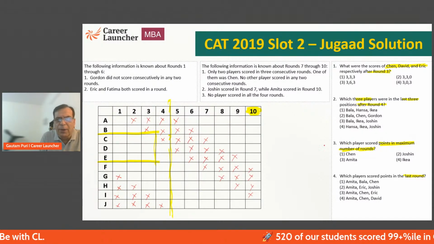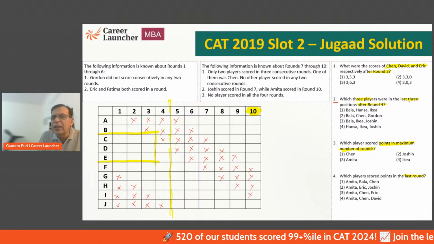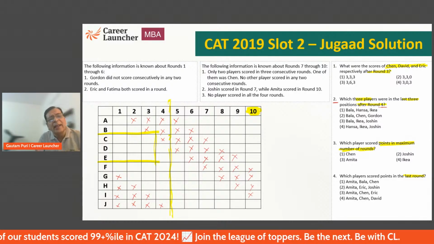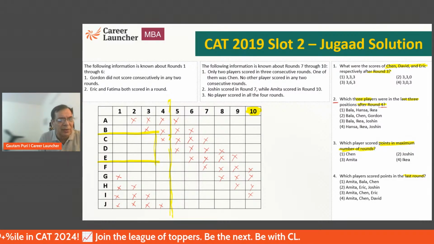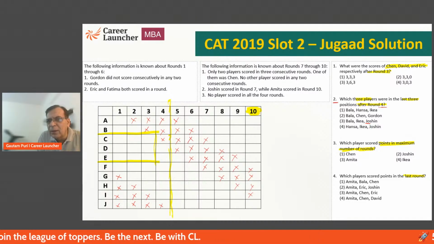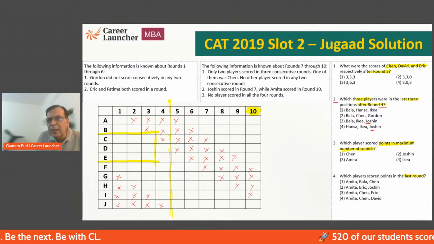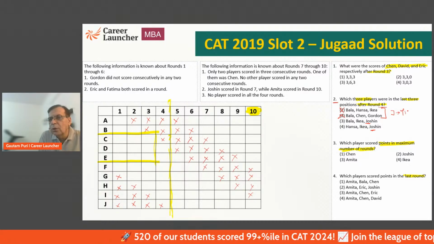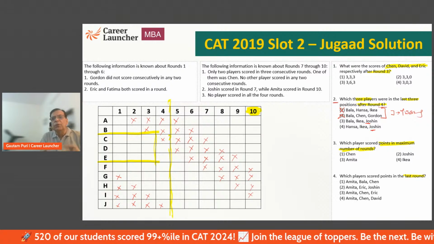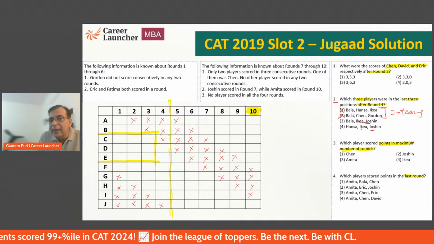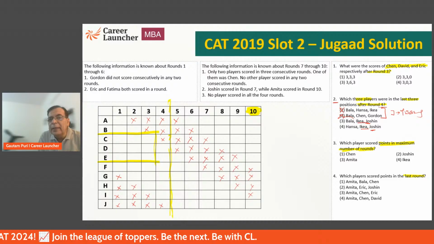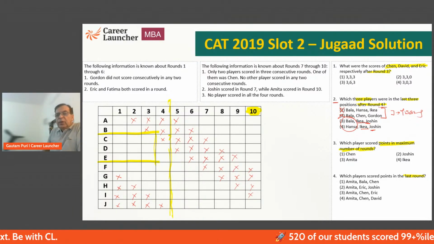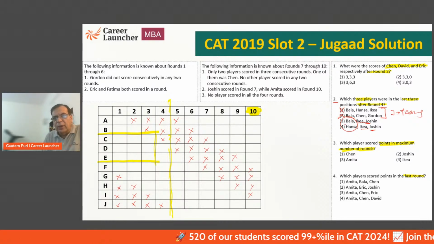Now, please look at question number 2. Which 3 players are in the last 3 positions after round 4? Please look at J. J will be at 0. J has not participated in any of the 4 rounds. So J should definitely be a part of my answer. Question 2, choice 1 and 2 are wrong because J is missing. So these cannot be my answer. And I is common to both of them. So the only thing I need to find out is B or H, who is going to be among the bottom 3. Okay, so that's a good start for me.